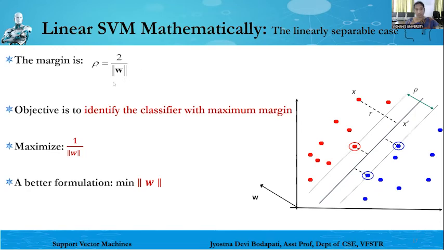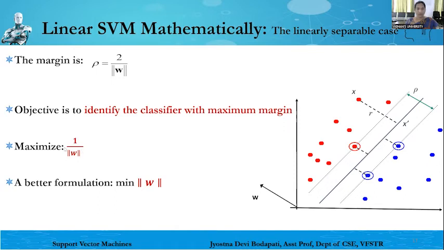And what is our objective function? Not only identifying the margin, we are targeting identifying the W with the maximum margin, right? So our objective is to identify the classification boundary with the maximum margin. That is, our objective is to maximize 1 by norm W. If you ignore the scalar, then it would be 1 by norm.